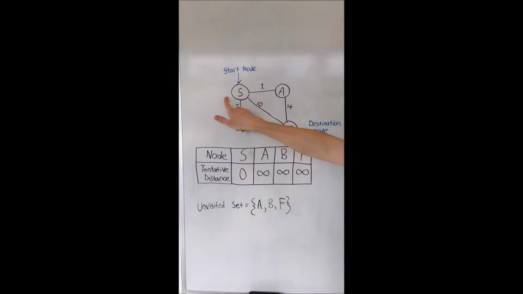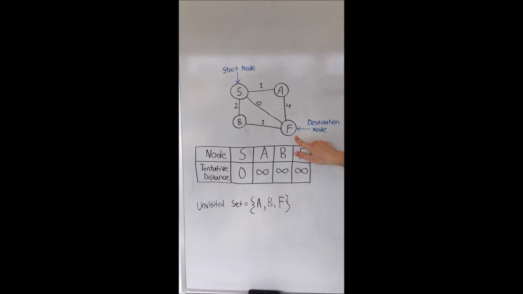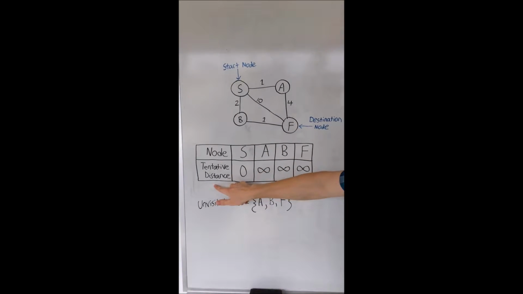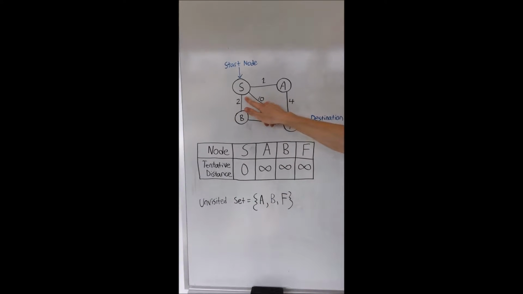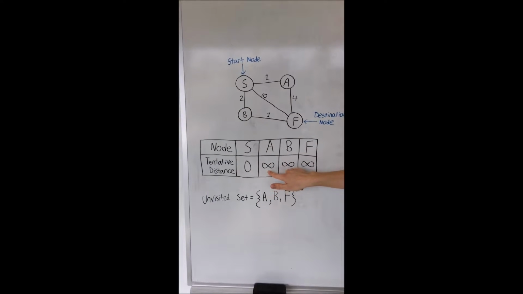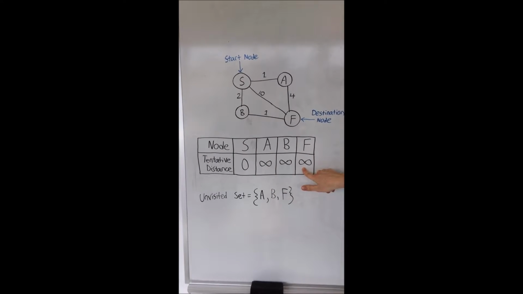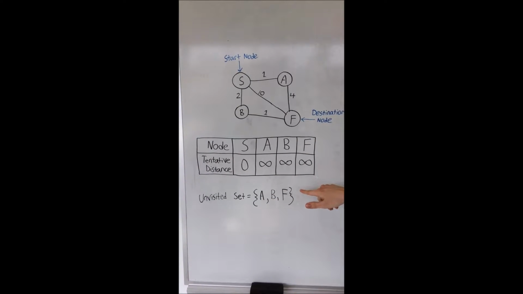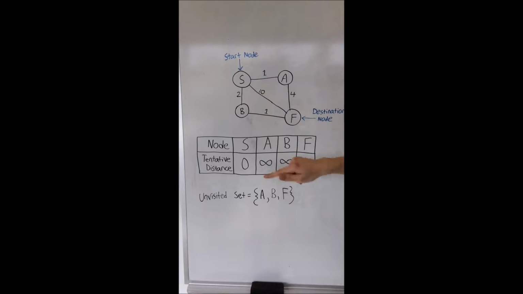In this example, S will be the start node and F will be the destination node. We begin with initializing every node with a tentative distance value. The start node is initialized to 0, while all other nodes are given a value of infinity. Also, we have an unvisited set of nodes, which includes all nodes other than the start node S.